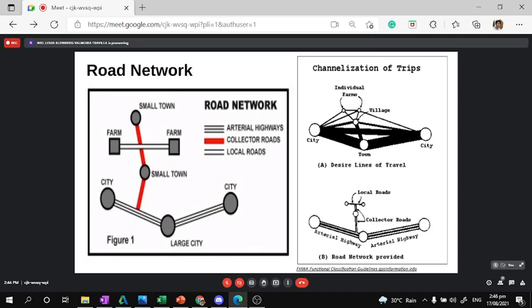Sabtan to? Yes, ma'am. So consequent na siya nga ang desired lines of travel will become your premise or your criteria to create the road network.